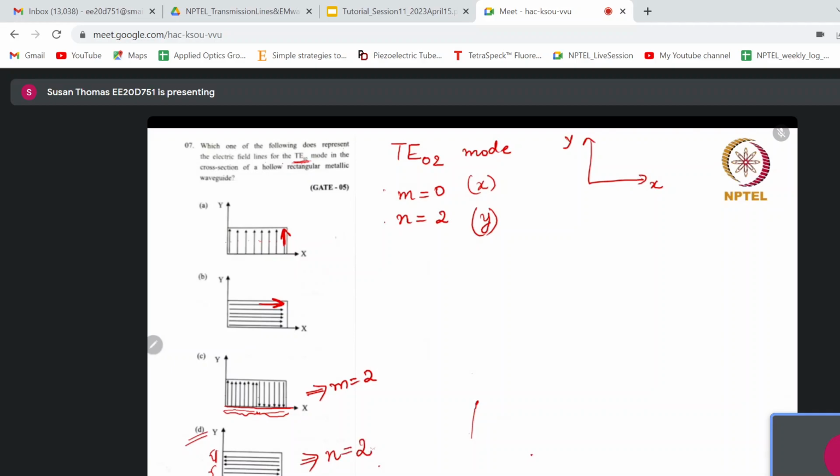That means the two half waves are along which direction? Y direction. So there are two half wave variations along Y, and there is no variation along X. If there is no variation, M will be 0. So here we want to find M0 and N2. So the option is option D. The right option is the last.